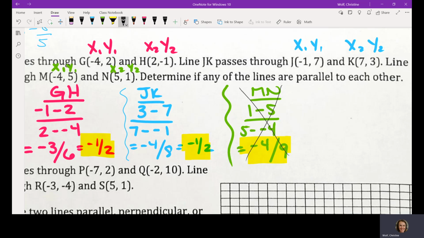Okay, math terminology here. This is a symbol for parallel. You can say GH is parallel to JK. MN is the odd man out. All right, not so bad.